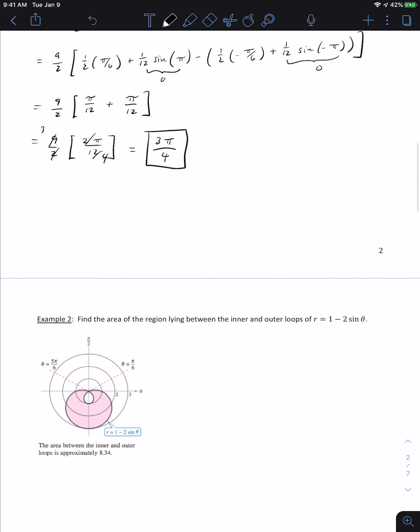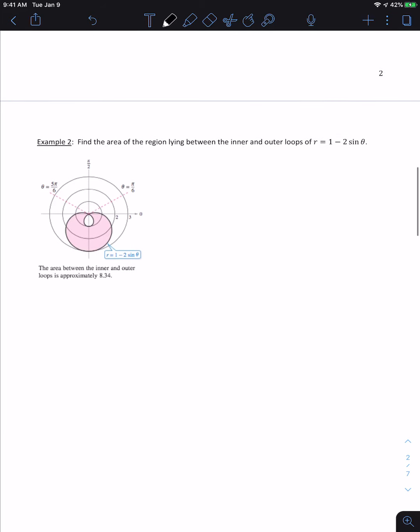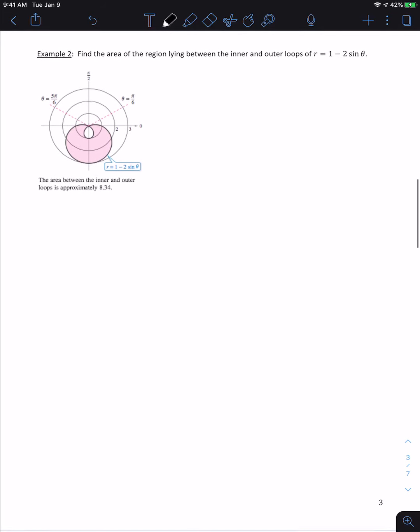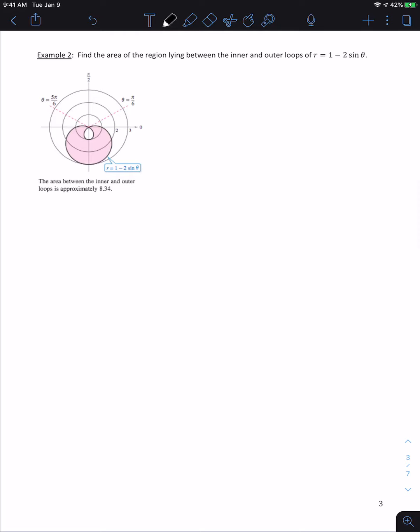Okay, so now let's look at another one here. So this one says find the area of the region lying between the inner and outer loops of r equals 1 minus 2 sine theta. And this is called, I'm not really sure how to pronounce it, but it's called a limaçon. I don't know how to pronounce that, so I apologize if I'm butchering that.